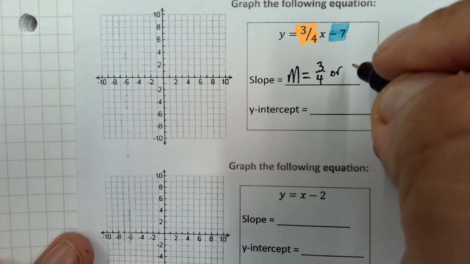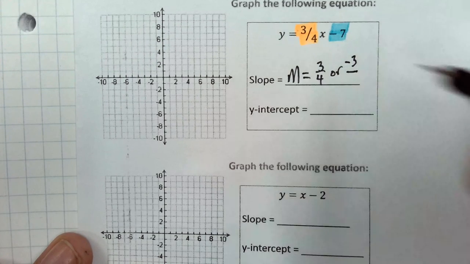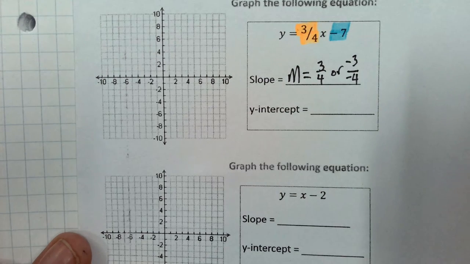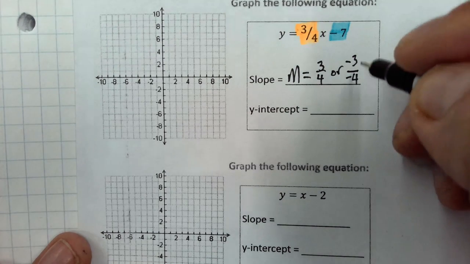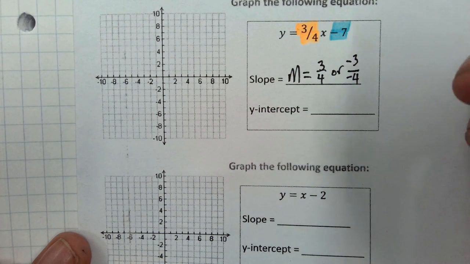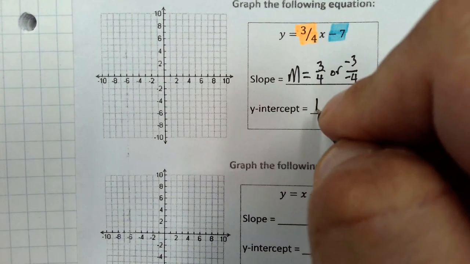What's the opposite of up and to the right? Down, negative 3. To the left, negative 4. Does that make sense? Is that a positive slope? What's a negative divided by a negative? Positive, so it's a positive slope. Okay, so that's the slope.